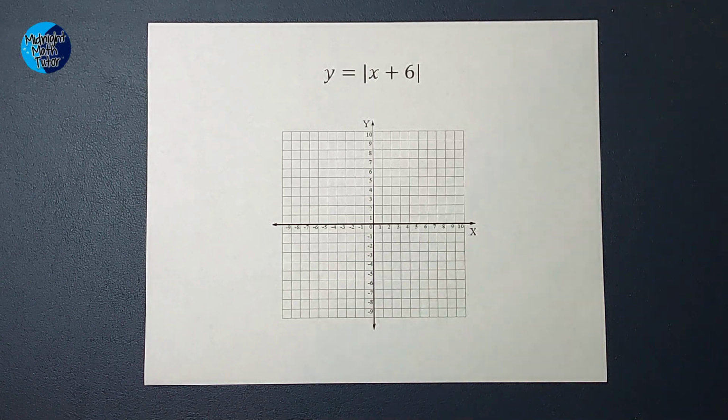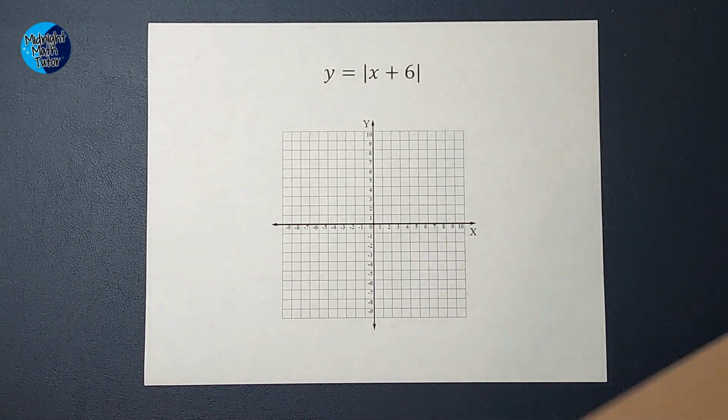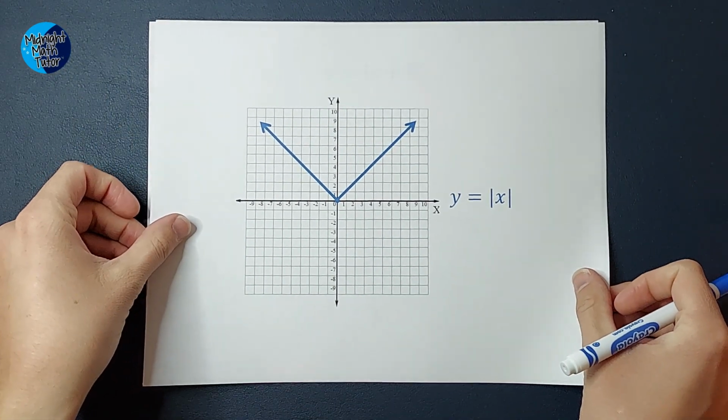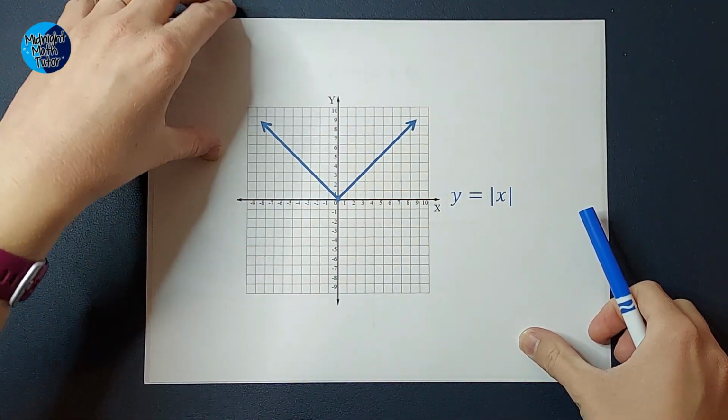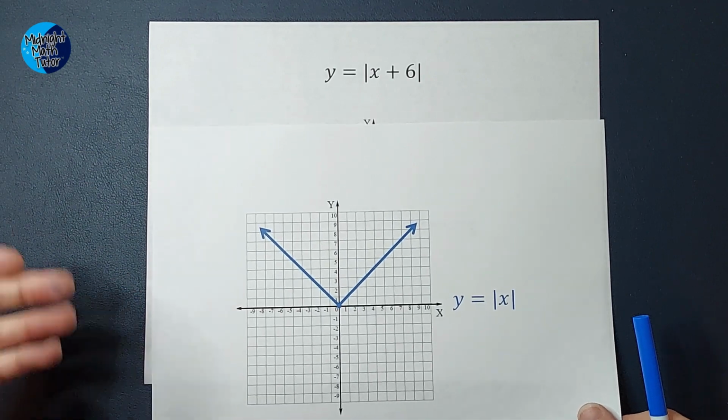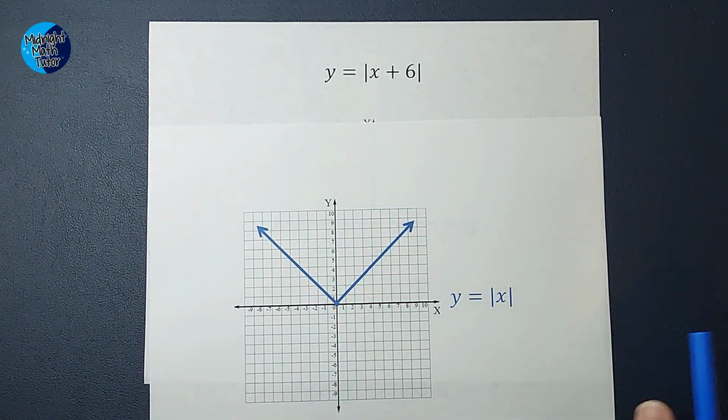Hey guys, we are graphing some absolute value equations today, okay? So when we graph these, we like to think of what we call our parent graph. If you were just being asked to graph y equals the absolute value of x, this is what your graph would look like. But we aren't being asked to graph that. We are being asked to graph something that looks like this. We've got that plus 6 inside of there.